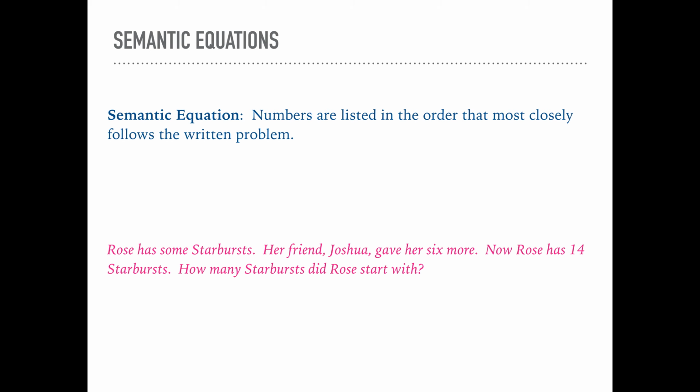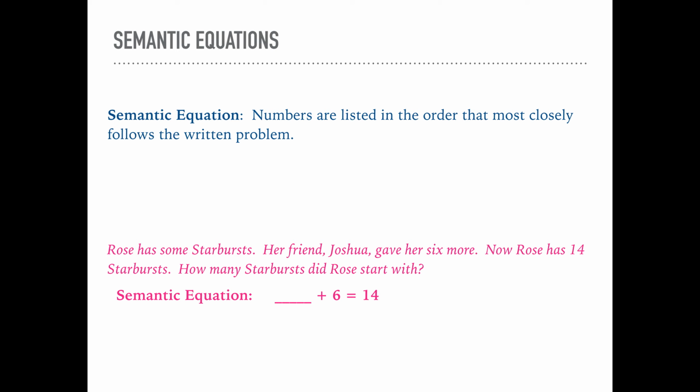Here's a word problem. Rose has some starbursts. Her friend Joshua gave her 6 more. Now Rose has 14 starbursts. How many starbursts did Rose start with? There are many ways to write an equation for this, many ways you could get the answer or represent how to find it. But a semantic equation is the one that most closely follows the way this problem is worded. It's helpful because it's a parallel structure to the wording of the problem.